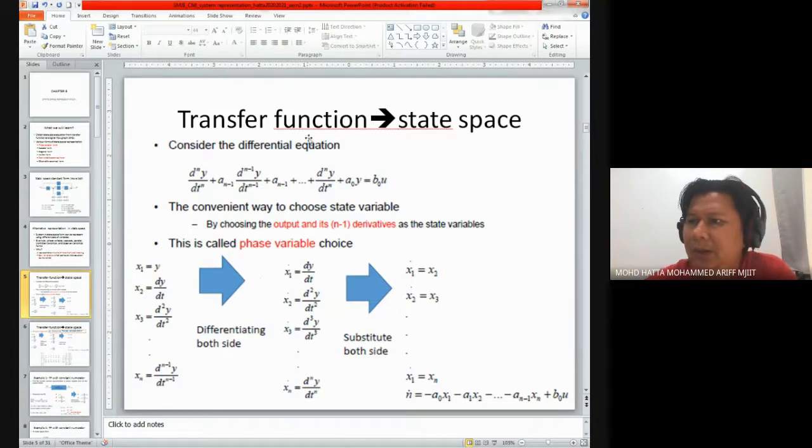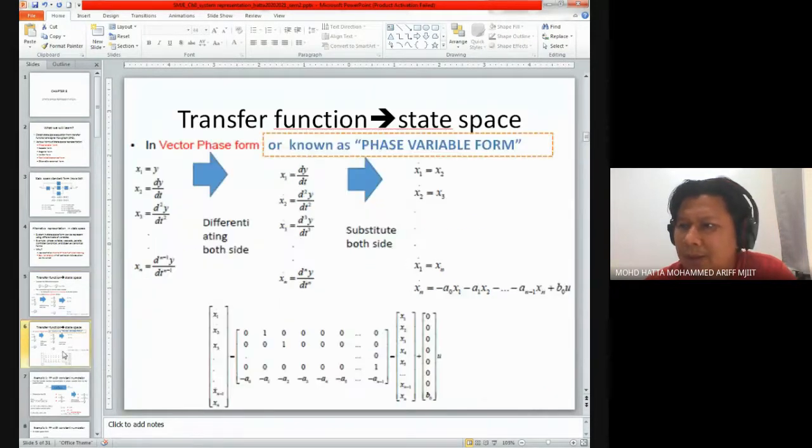So here is how we do it. While we convert from a transfer function into a differential equation, we must note that that kind of procedure will lead us to a form of state space model known as the phase variable form. All right, this is the way we convert it. And right, it is easier for us to see the example of how we form a phase variable state space model.